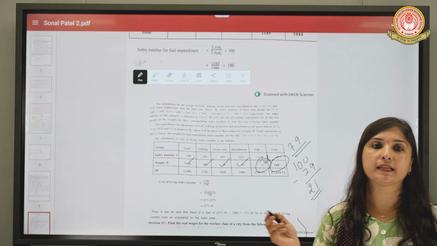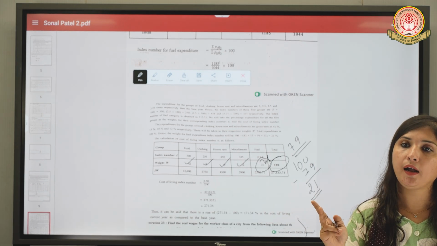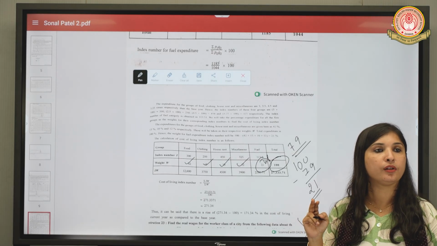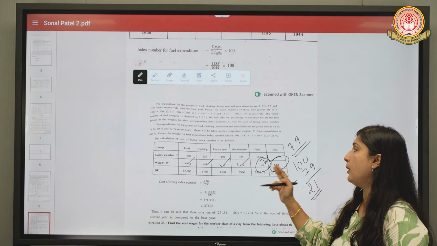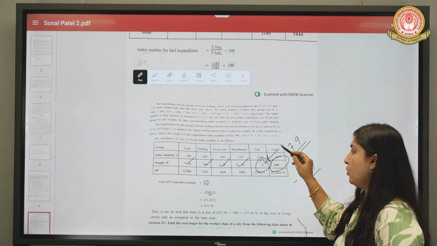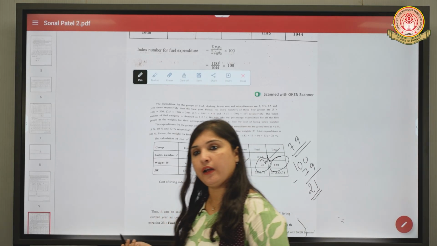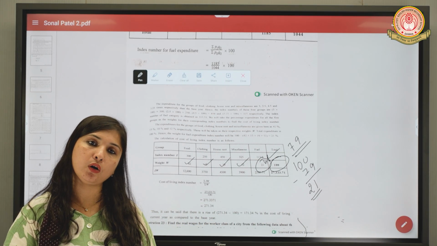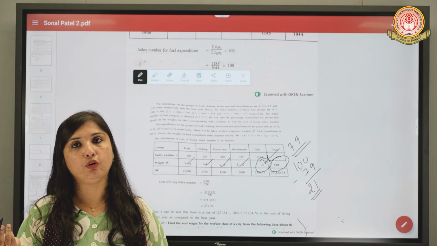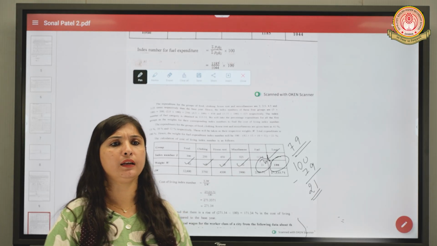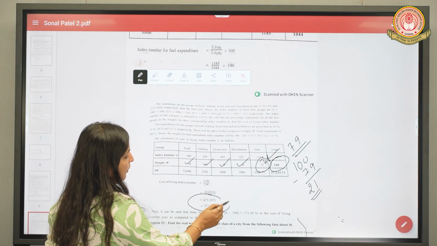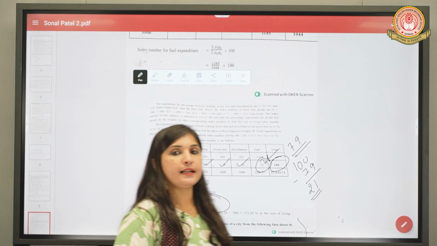Why? Because the total weight is 100. All the weights were given, so we add all the weights and subtract from the total 100. That's why we get the weight of fuel also. Now you have I also, now you have W also. What you will do? Sigma IW by sigma W, and you will find the general index number of the cost of living index.